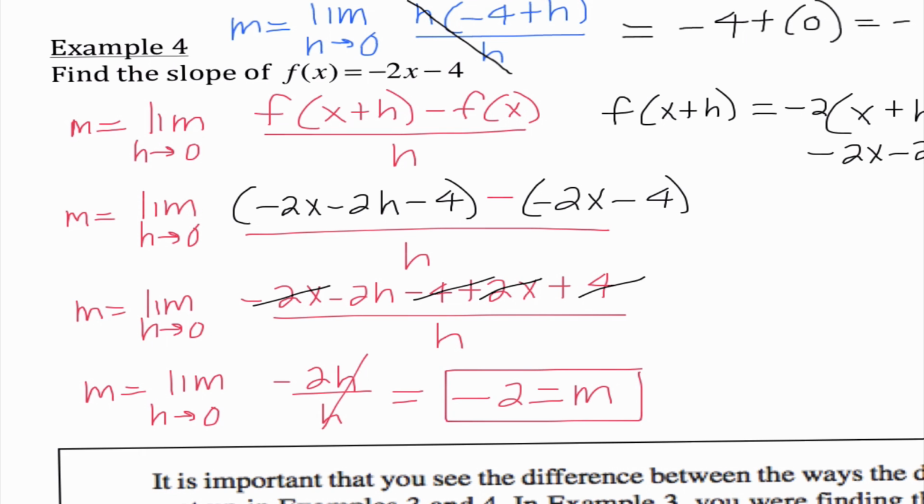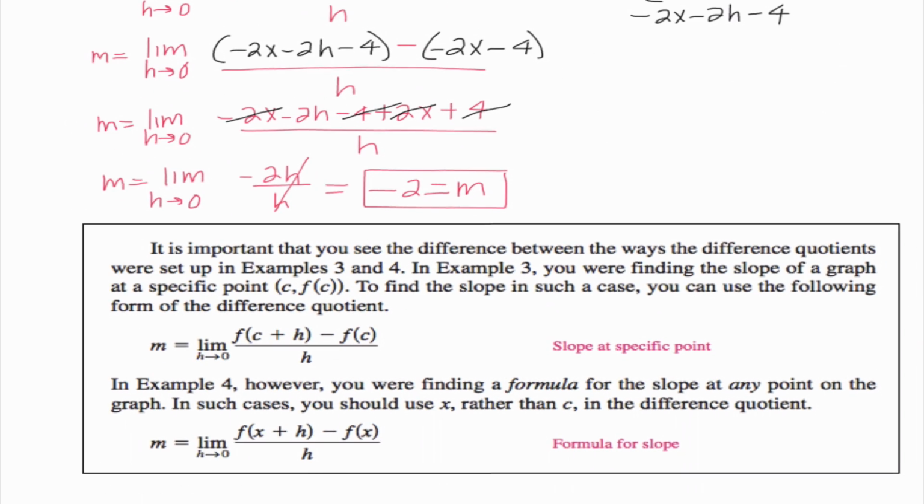And what's kind of weird here is I can't really substitute 0 in because I don't have any more h's left. So I just know that our answer is negative 2. And that's what we said our slope should have been based on the fact that that is a linear equation.